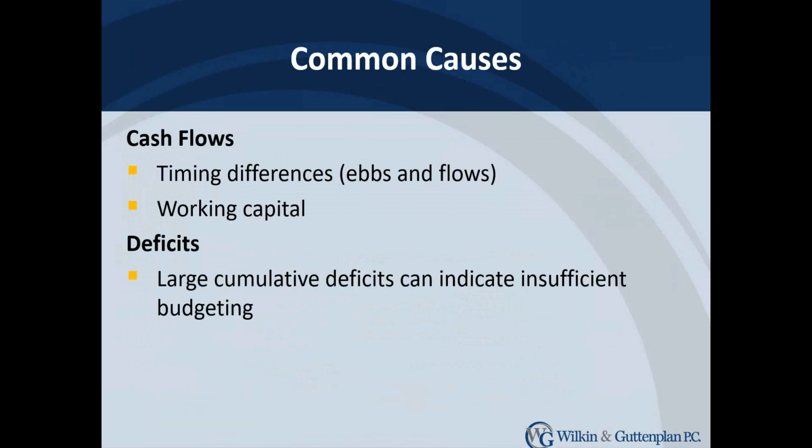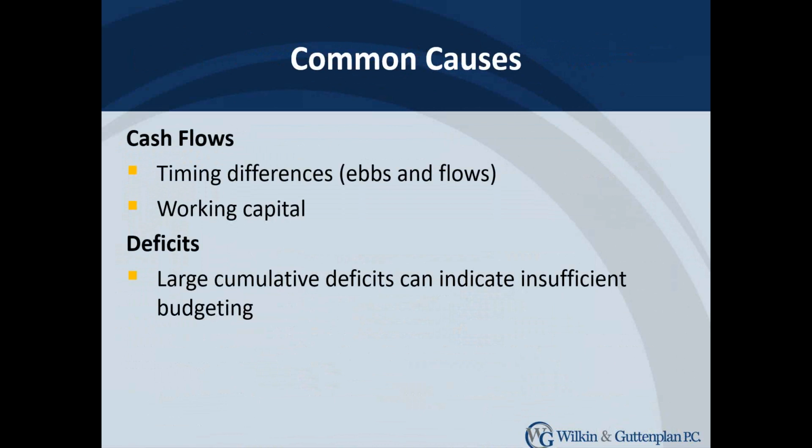So the next common cause I just wanted to talk about is deficits. A lot of times a deficit can relate to one isolated instance. Sometimes I'll see that an association only has a deficit in a given year. Maybe they have a transition going on or something, and it relates to one isolated circumstance.